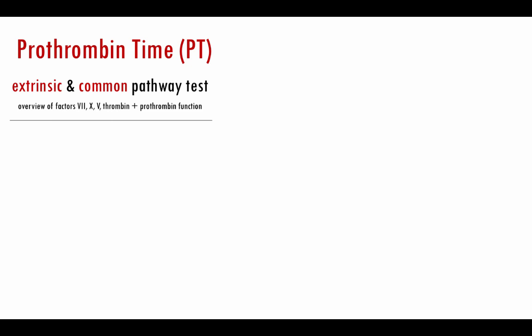In lab, we talk about the prothrombin time, and the prothrombin time is a test that measures both the extrinsic pathway as well as the common pathway, and it kind of gives you a clue, because these proteins are unique to these two pathways, of how factors 8, 10, 5, thrombin, and prothrombin are functioning. Are they actually able to work?